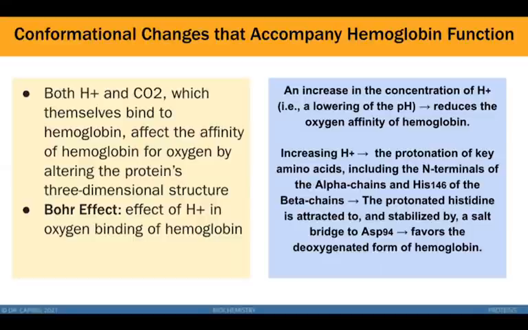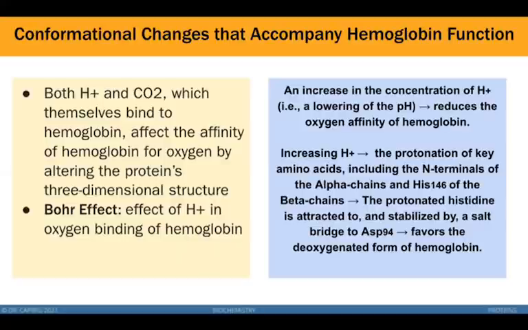This causes the protonation of histidine, and this protonated histidine is attracted to and stabilized by a salt bridge to aspartate 94, favoring the deoxygenated form of hemoglobin. So it basically changes the conformation of the hemoglobin, and this conformation has lower affinity to oxygen compared to the hemoglobin at a normal pH. So that is why at lower pH, where there is high hydrogen concentration, the binding of oxygen is lower. Therefore, it easily gives off oxygen.